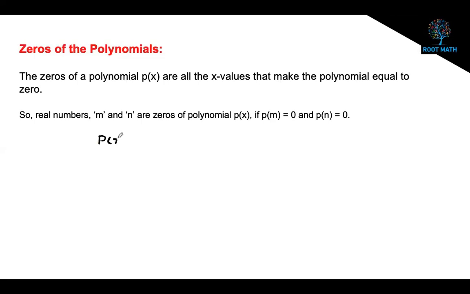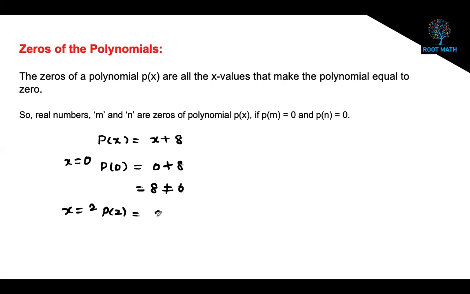P of x, a linear polynomial I am taking as x plus 8. If I give random values for x, as 0 first, then P of 0 is equal to 0 plus 8, but 8 is not equal to 0. Give some other value like 2. P of 2 is equal to 2 plus 8, which is equal to 10. Again, it is not equal to 0. Let's check with negative 8. When I replace x by negative 8, it's negative 8 plus 8, which is equal to 0.